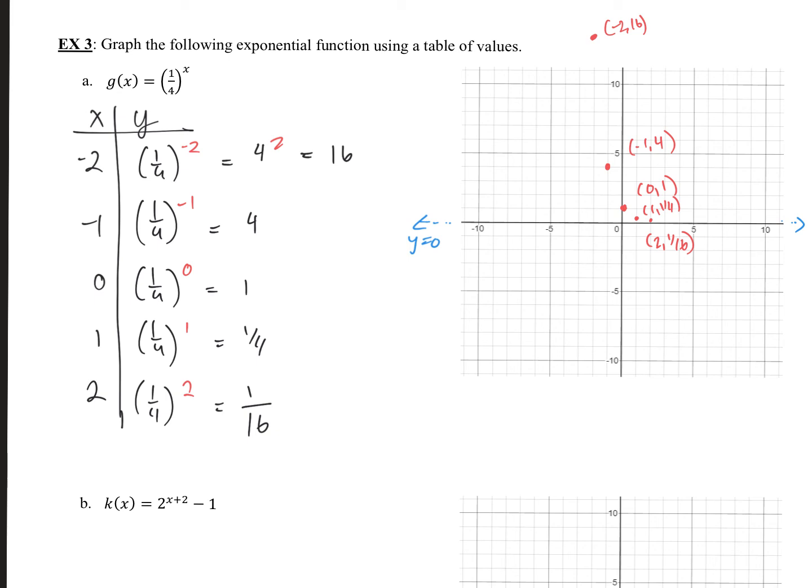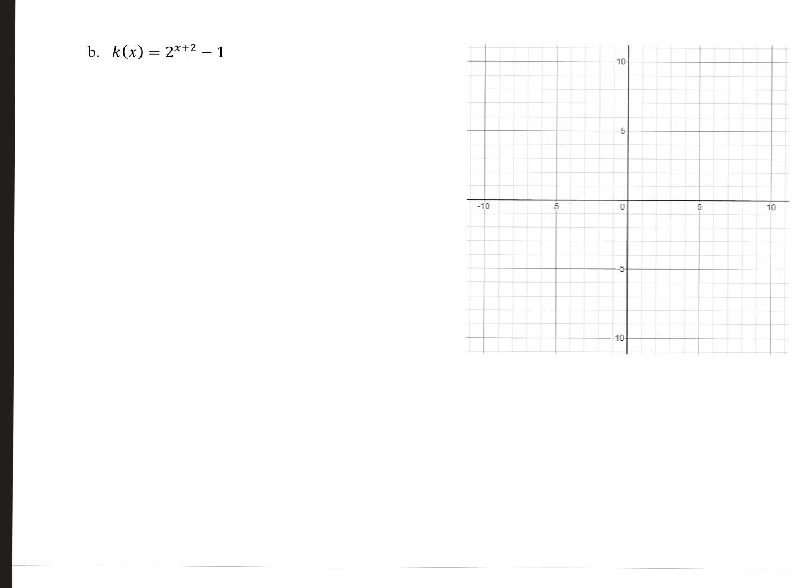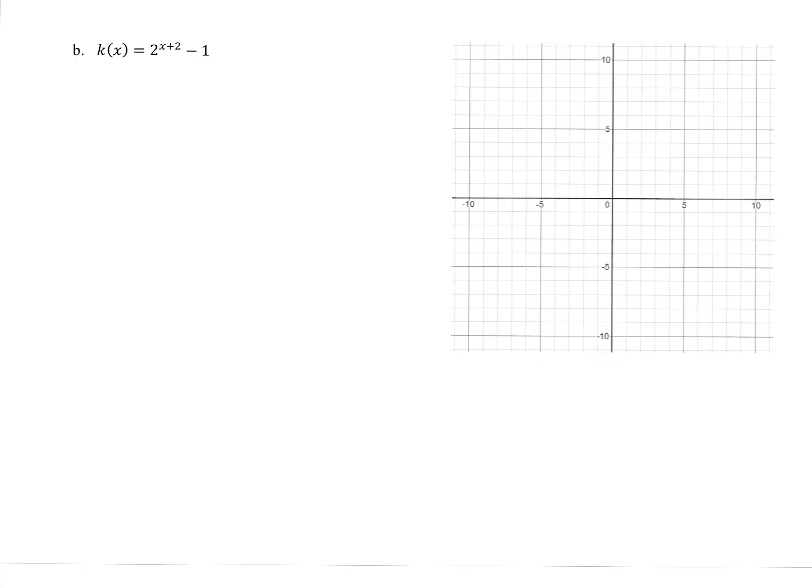Okay, let's go ahead and draw in our line or our curve. Ooh, that's not the best. I'm going to fix this. That'll do. Make sure you have your arrowheads. Make sure it doesn't look like it's trying to cross the horizontal asymptote. All right, so there we go. That is an example of an exponential function. Now we're going to go ahead and graph the next one.